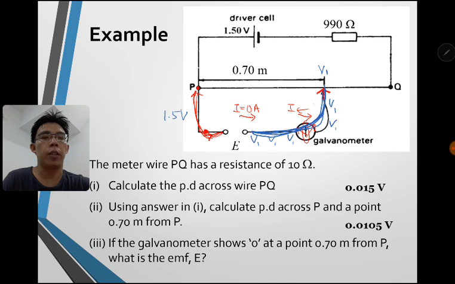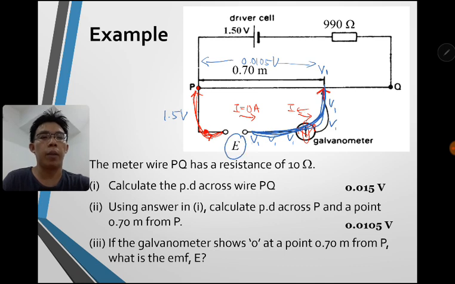That means the potential along this wire on the right hand side and the left hand side are the same value. So they ask what is the EMF. When that happens, it means that your PD across the 0.7 meter just now, the potential difference, which is 0.0105, that's the PD between here and here, must also be the same value as the EMF of this E.